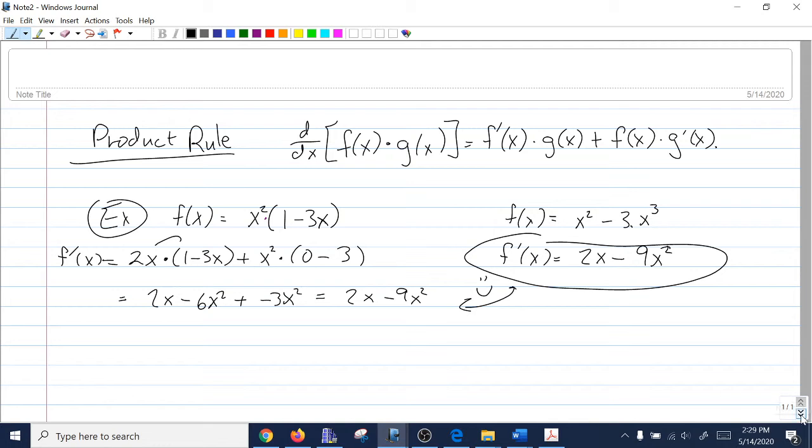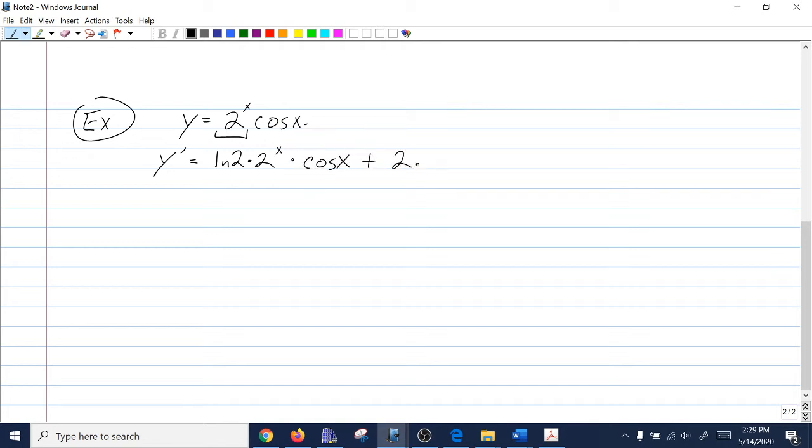Let's do some product rule problems. If I hand you y equals 2 to the x cosine x, what's the derivative of that? Derivative of that is derivative of the first. What's the derivative of 2 to the x? It's natural log 2 times 2 to the x, times leave the second part alone, plus leave the first part alone times derivative of the second. Derivative of cosine is negative sine x.